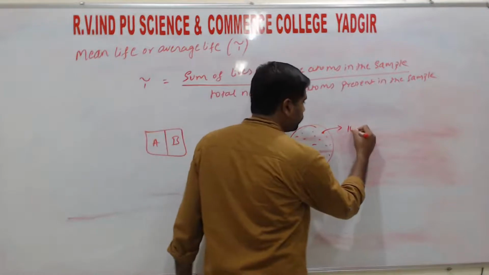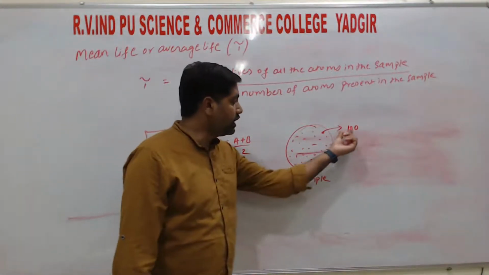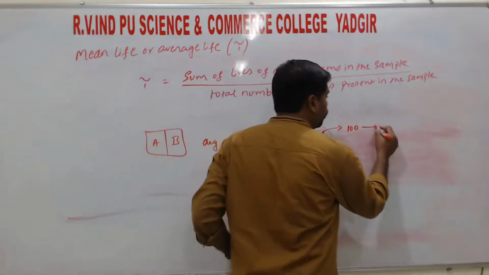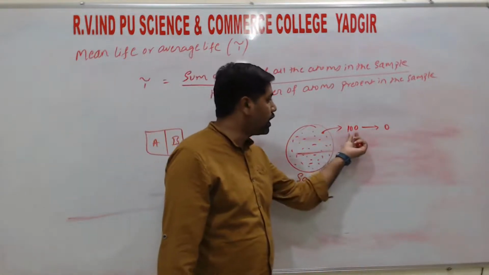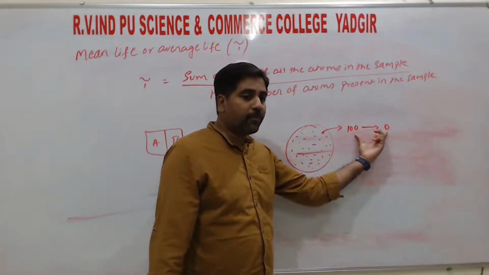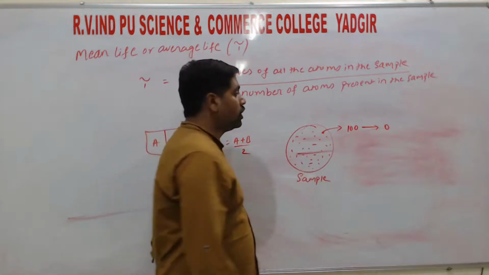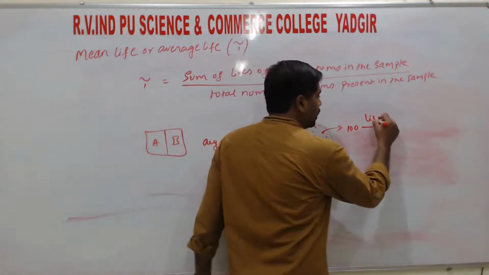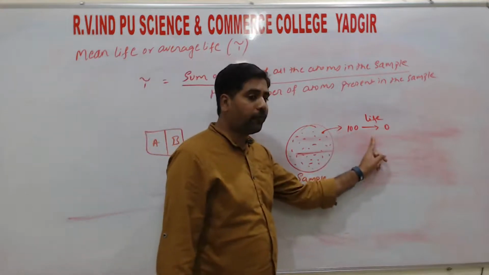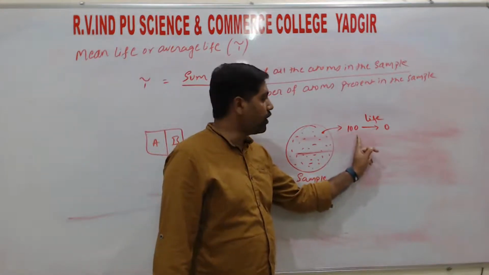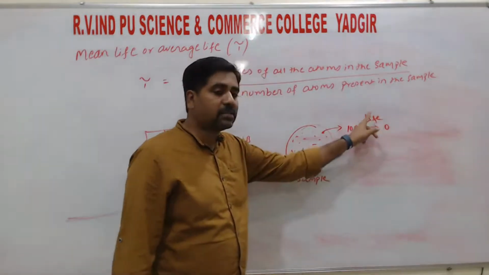So if an atom has a mass of 100, then the disintegration goes from 100 to 0, that means complete disintegration of that nucleus from 100 to 0. The time taken for the total disintegration of one atom, we call that life. If it reduces to 50, then we call that half-life. Completely from 100 to 0, we call that life.